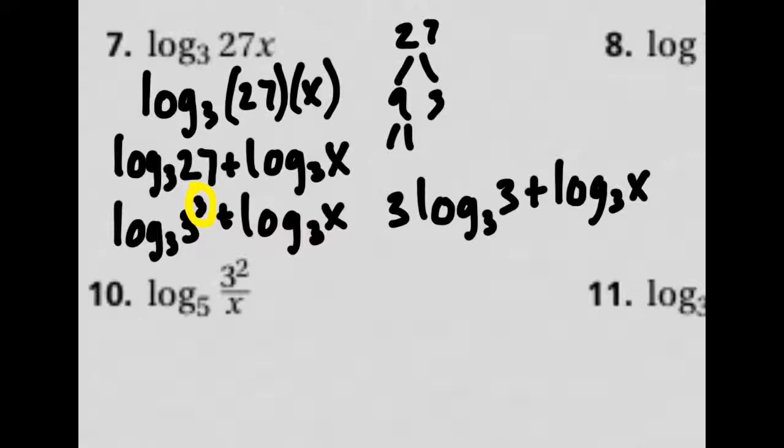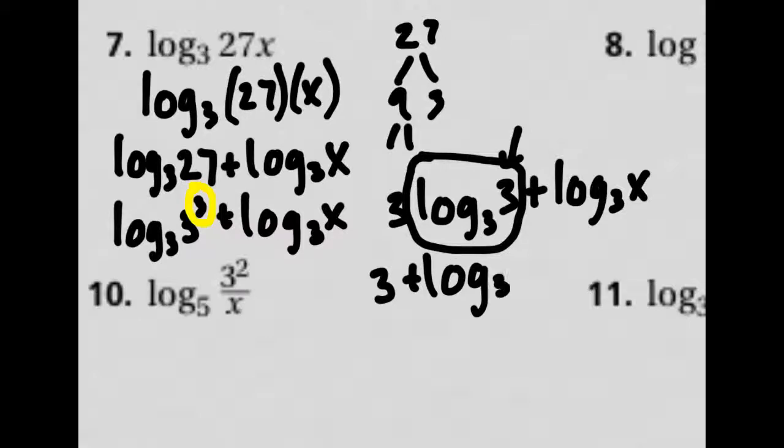And then I can finally use what I know about logarithms to say log base 3 of 3 is just 1. Because when you have the same base and the same argument, this is what is called the argument, the same base and the same argument, that's basically 1. So this is 3 times 1, which is 3, plus log base 3 of x. That's as simple as I can make it.